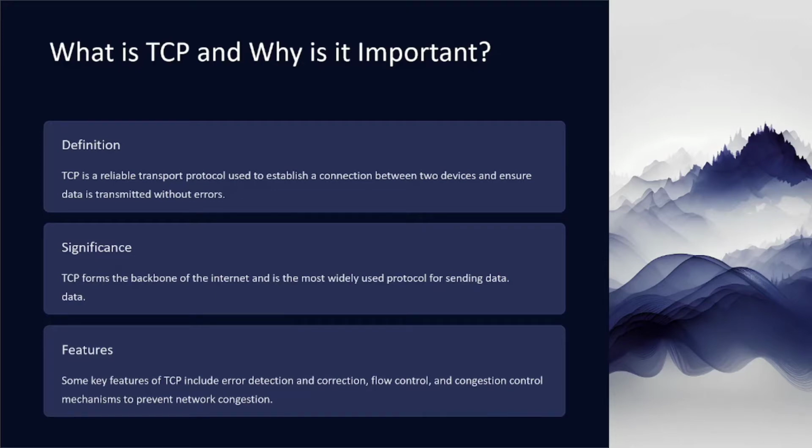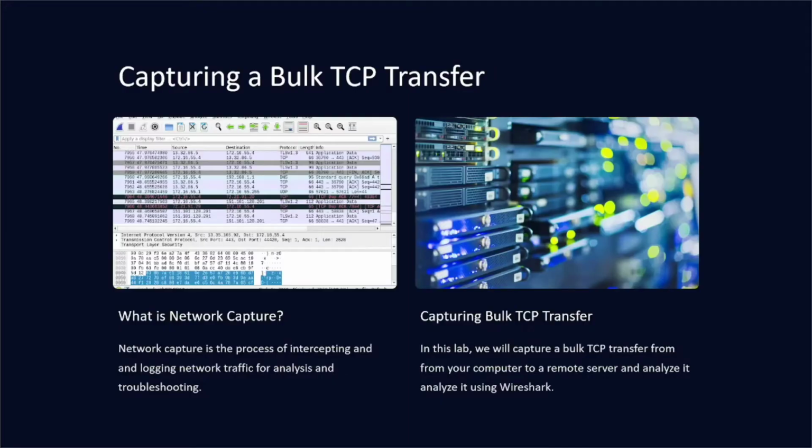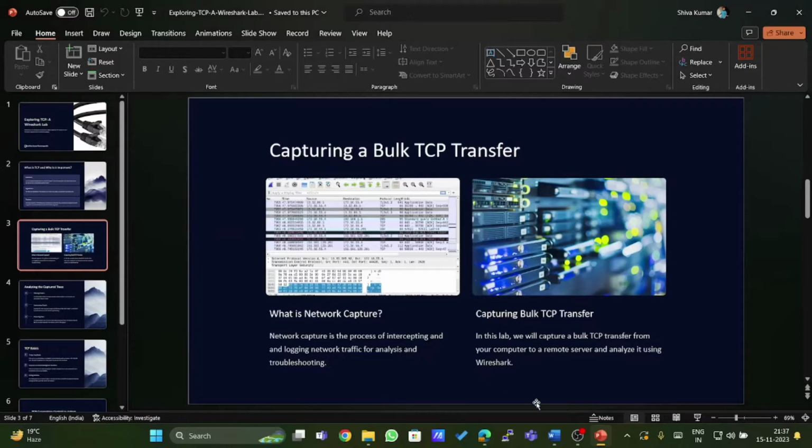Now we want to know the features of TCP. TCP mainly has features like error detection and correction of the data. It also provides flow control. If we have any error in the data, it controls the errors through flow control, congestion control, and mechanisms to prevent network congestion. We will see now how this TCP works.